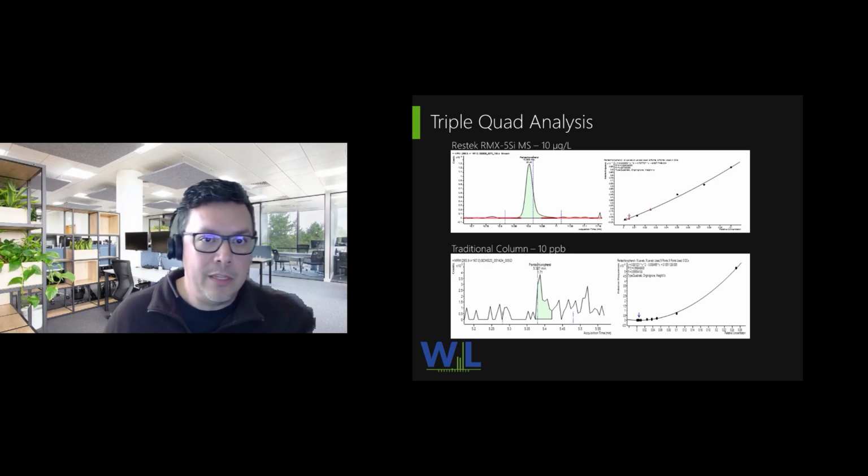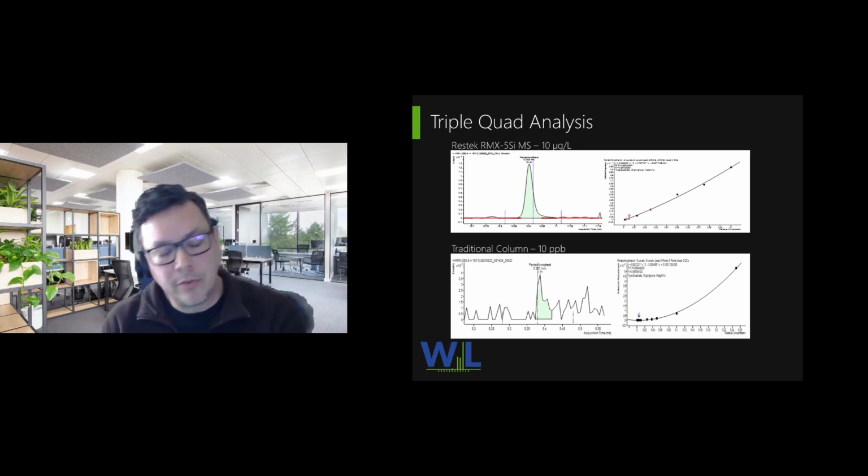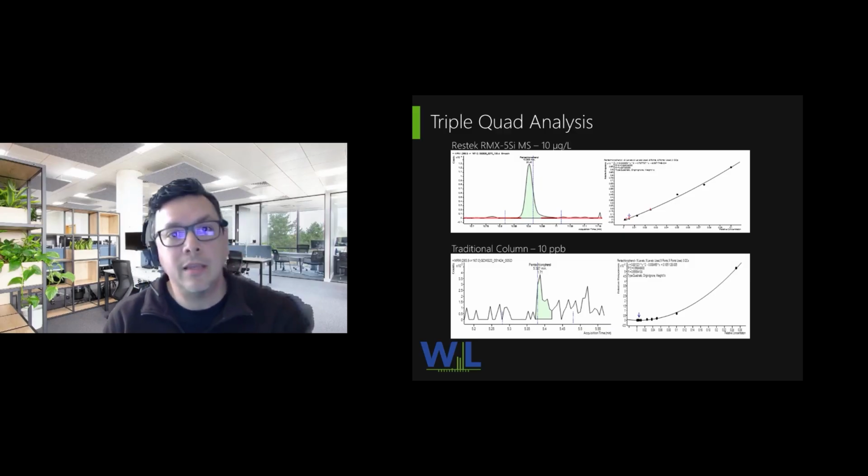This is pentachlorophenol, which is a polar compound, sometimes very hard to elute, very hard to stabilize. With the RMX column, again, good sensitivity, good linearity. With the traditional column, I would be uncomfortable with this peak, and the chromatography and the linearity are missing.